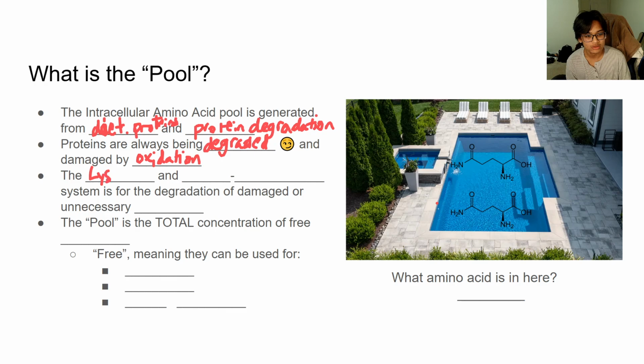So the lysosomal and ubiquitin protease system is meant for the degradation of damaged or unnecessary protein. So what is this pool for? This pool is for the total concentration of free proteins, I'm pretty sure.